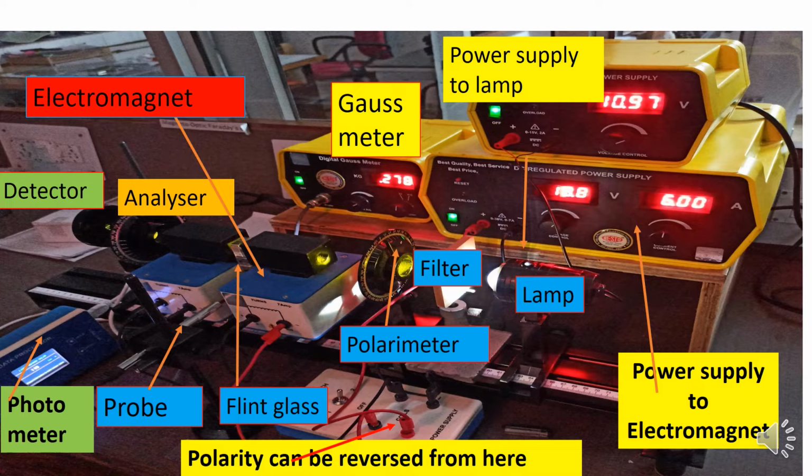And this is a power supply to the electromagnet, and this is a power supply to the lamp. This is a Gauss meter. If you want to reverse the polarity, you can reverse it from here by interchanging the red and black wires. This is a flint glass. This is a probe I already discussed.